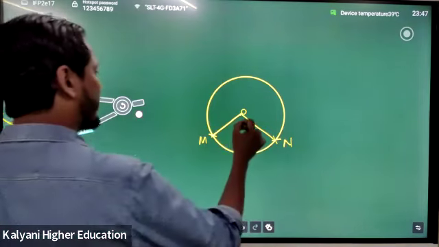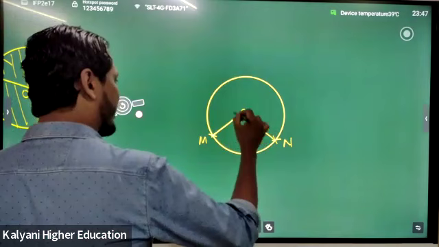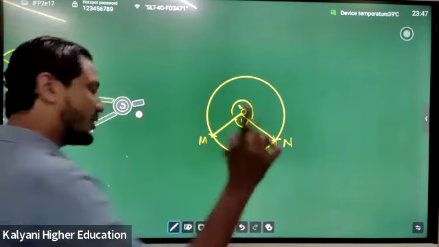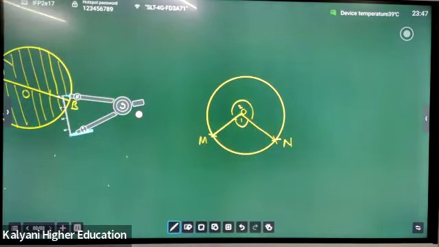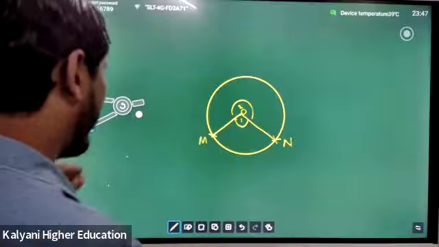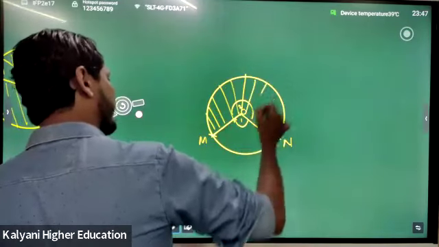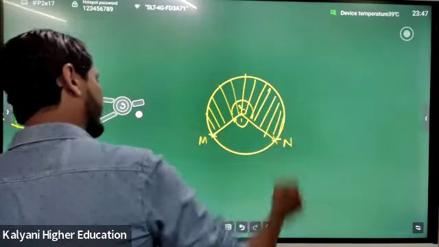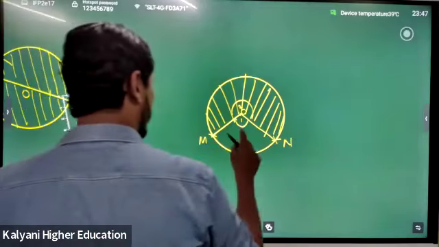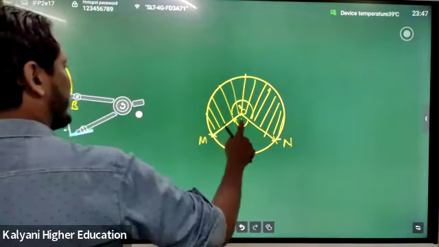Then I have two central angles. One is this, I'll put one. One is this, I'll put two. Which part should be colored? Central angle reflex means number 1 or number 2? Number 2. That means this part should be colored, correct? Yes, this part should be colored. This is the answer. Don't put 1 and 2.